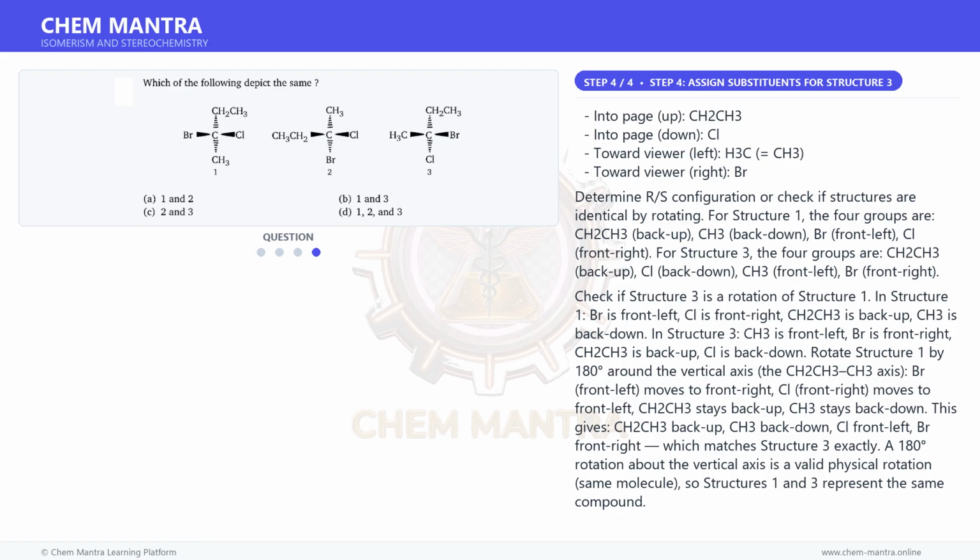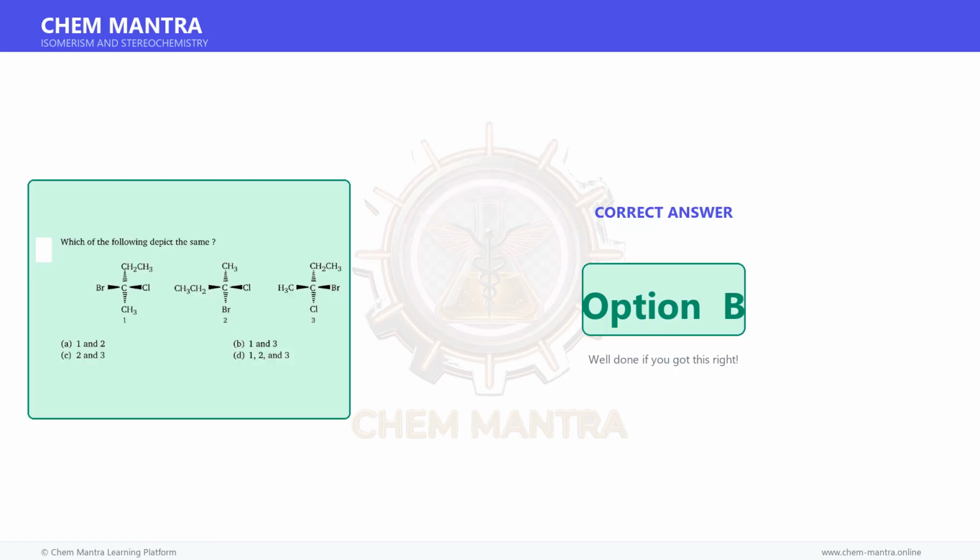Structures 1 and 3 depict the same compound, structure 2 is different. Therefore, the correct answer is B. Therefore, the correct answer is option B.